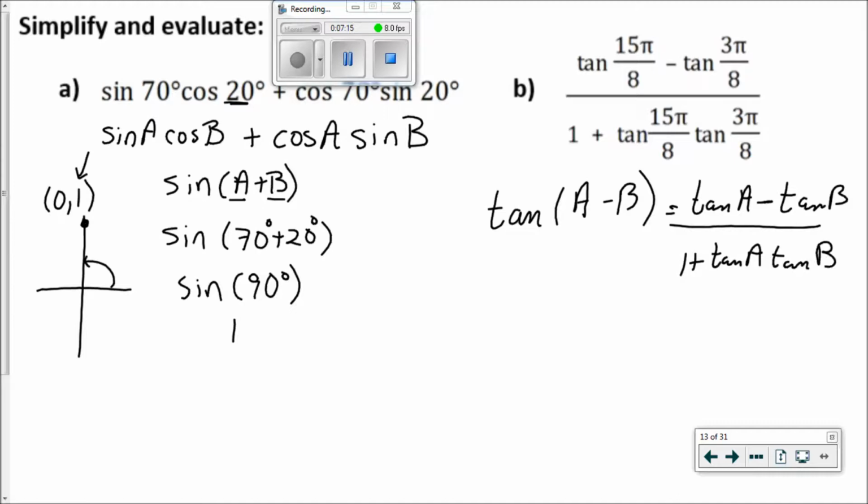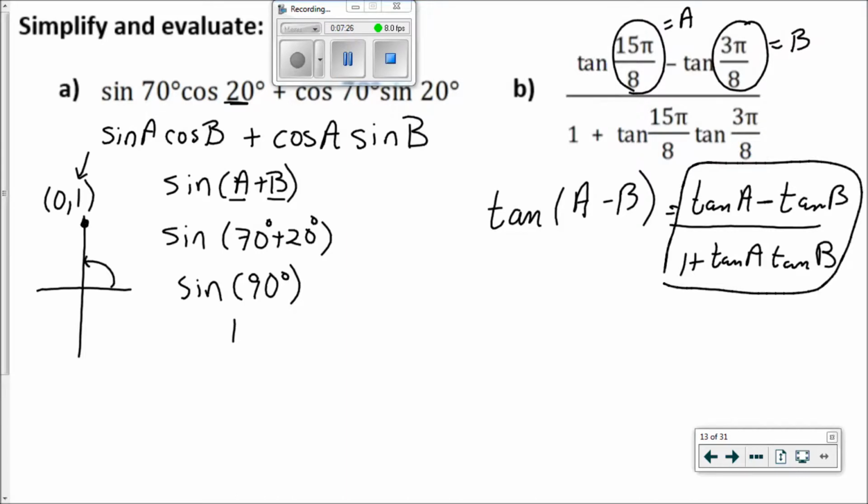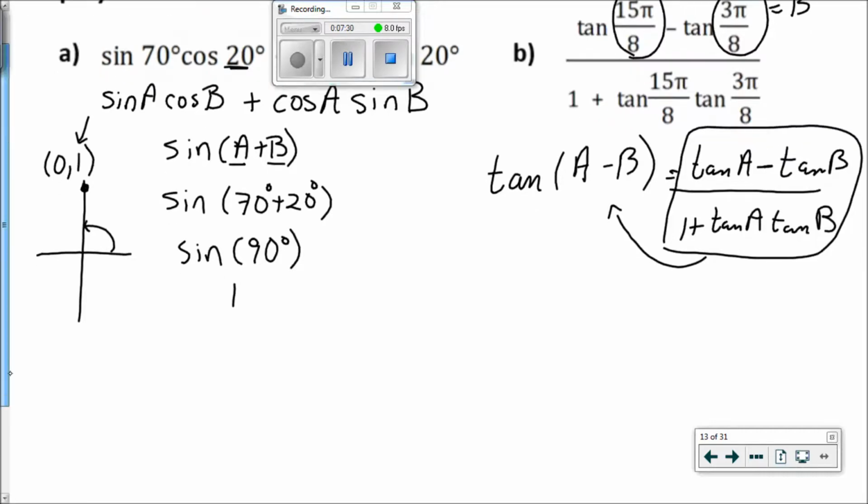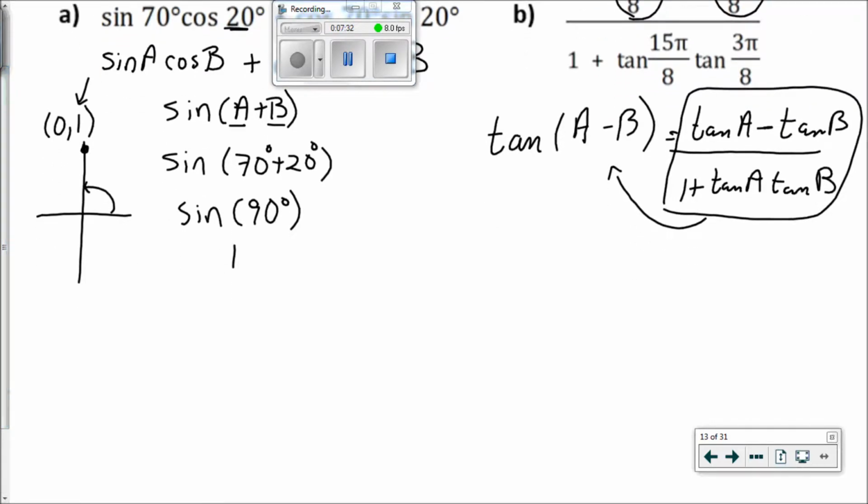And you can see up here that A is 15 pi over 8. That's going to be our A. And 3 pi over 8 is B. So again, I'm working kind of in reverse. I have this, and I'm going to make it that. So you can see the ways that the identity can work in forward and reverse.